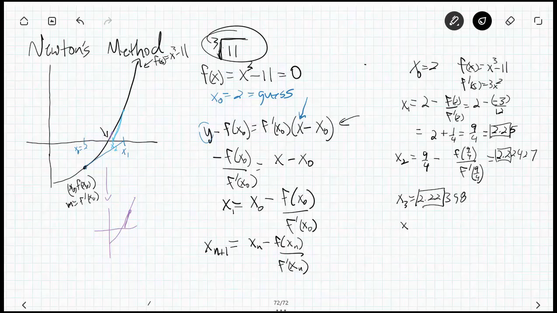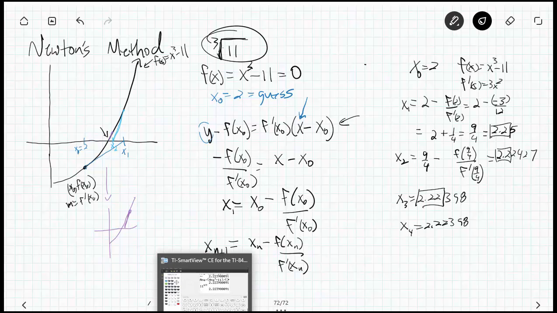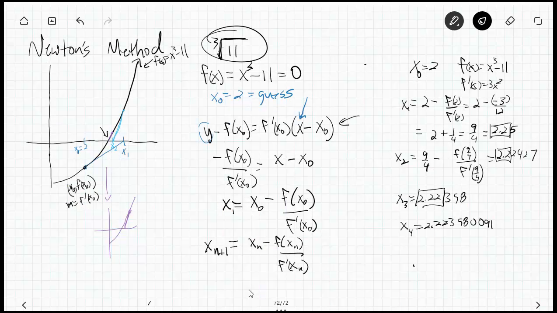So by, what did we say? By x4, I had 2.22398. Was it 001? Can I read it? 3980091. Which is as close to the cube root of 11 as your calculator will get for you. All right, that's it.